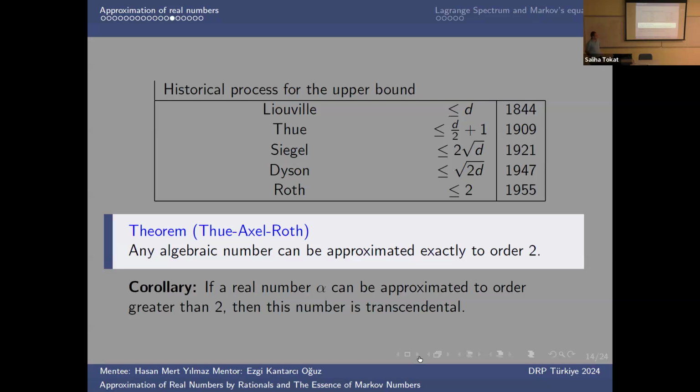This means that if any real number can be approximated to order greater than 2, then this number is a transcendental number. And this was the Liouville who constructed the first concrete transcendental number system with this information. If a real number can be approximated to any natural number order, then this number is transcendental.